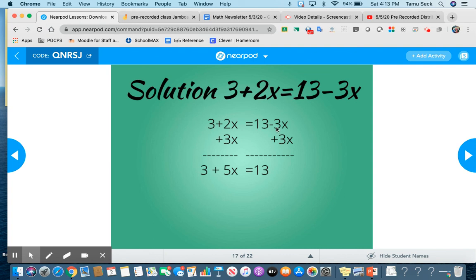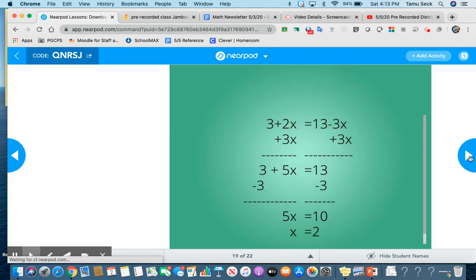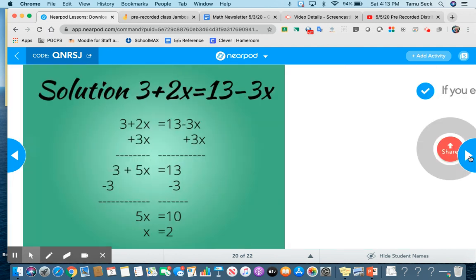First thing we're going to do is add 3x to both sides. You could have also subtracted 2x from both sides. That's fine. And now we have a two-step equation. Now we need to get rid of the constant that's by the variable. So we're going to subtract 3. And the last thing we have to do is divide by 5. X is equal to 2.